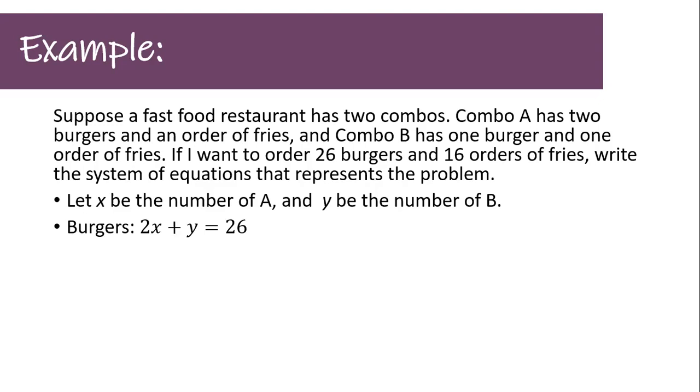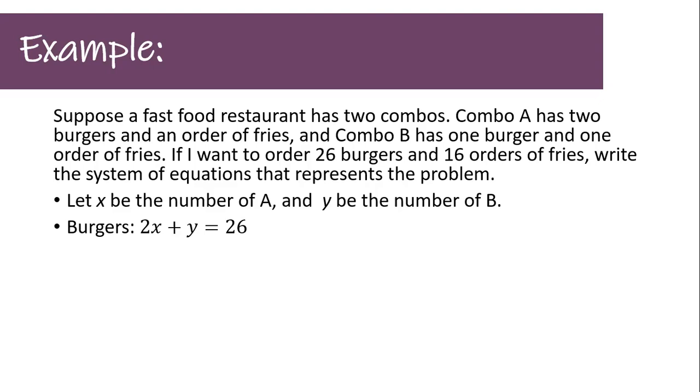Let's first start by writing our burgers equation. So we know that combo A has 2 burgers and combo B has 1 burger. So we want however many A that we have plus however many B that we have to equal 26. So 2 times x plus y, so 2 times the number of A combos plus 1 times the number of B combos needs to equal 26.